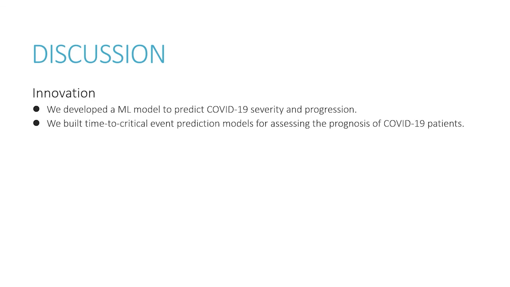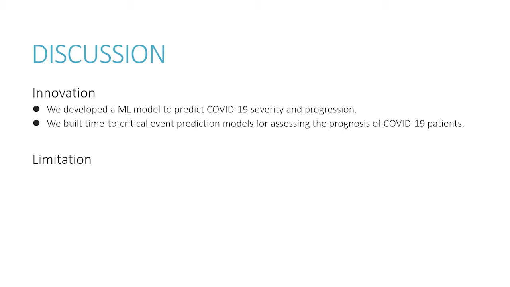Second, we built time to critical event prediction models for assessing the prognosis of COVID-19 patients. Other similar studies didn't give a time-to-event model or gave models based on imaging from admission and a follow-up image on day 4 of a patient's hospital stay. The models in our study only used one image at the beginning of a patient's disease course to develop severity predictions, which could make rapid prognostications.